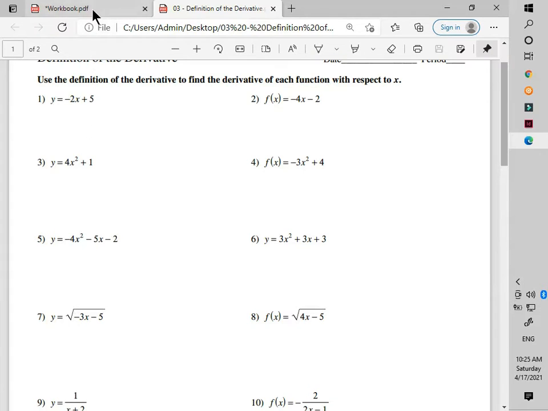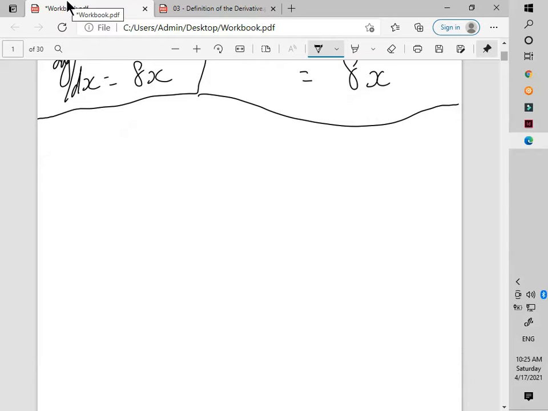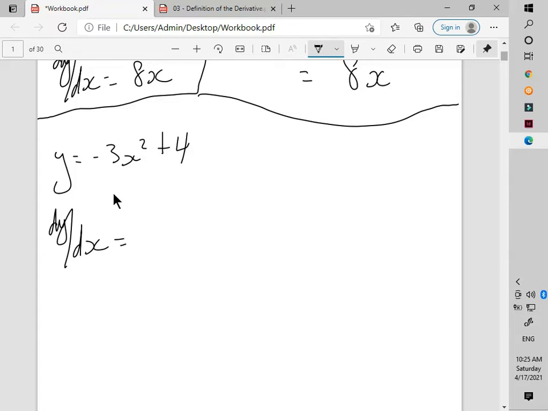So minus 3x squared plus 4. Y is equal to minus 3x squared plus 4. dy upon dx: so 2 times minus 3 is minus 6x.